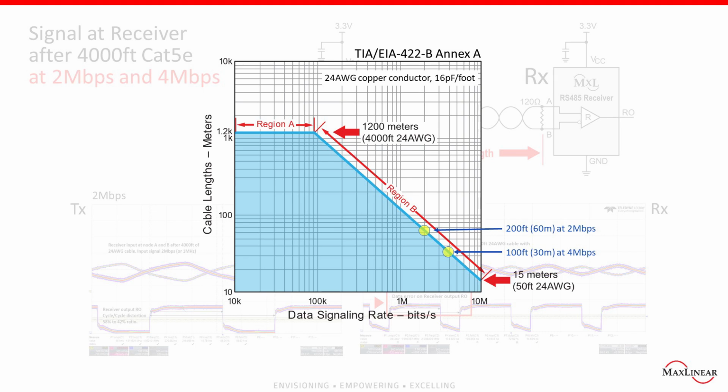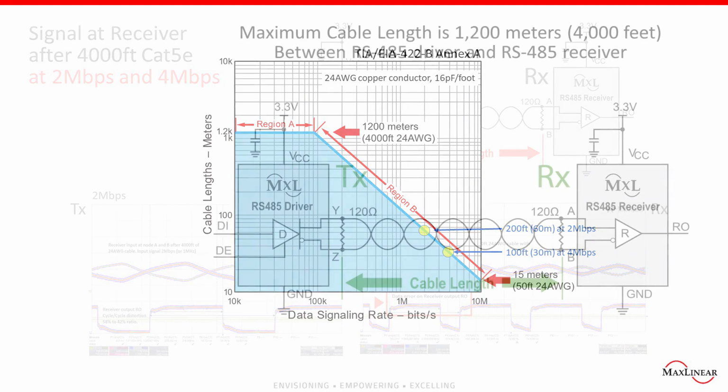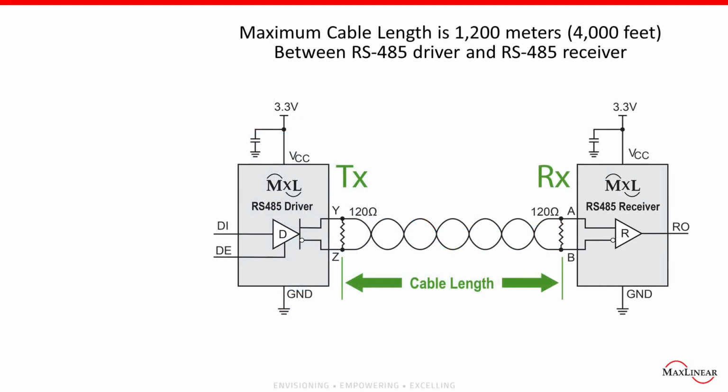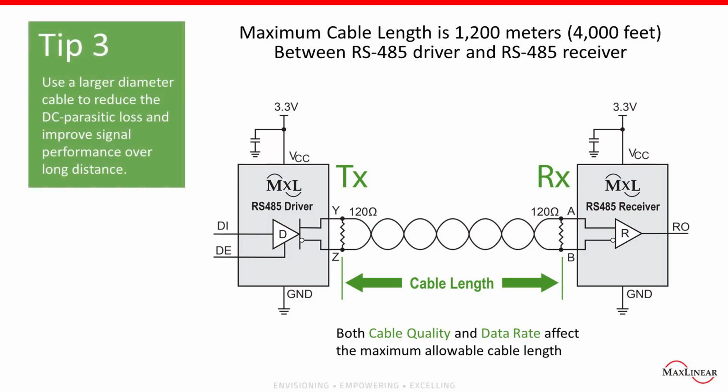For a successful transmission, the maximum permissible length between an RS-485 driver and the receiver is 4,000 feet. However, both cable quality and the data rate impact this distance. As data rate increases, the signal gets increasingly attenuated by the parasitic RC filter created by the cable. Tip 3. Use a larger diameter cable to reduce the DC parasitic loss and improve signal performance over long distance.